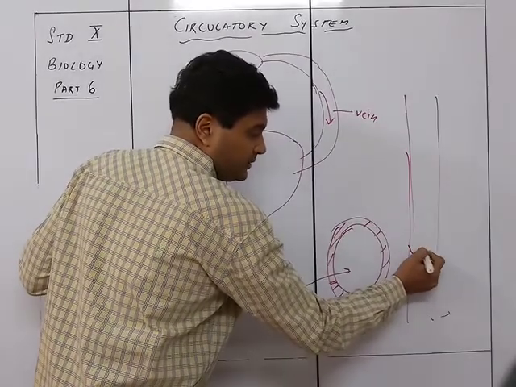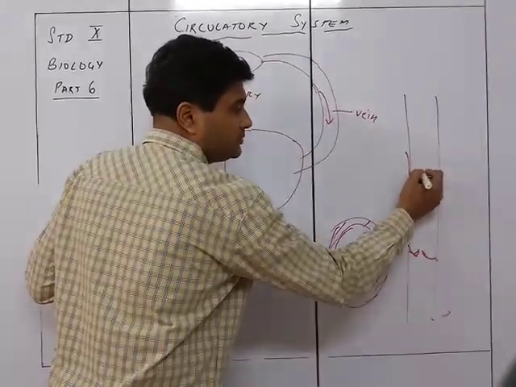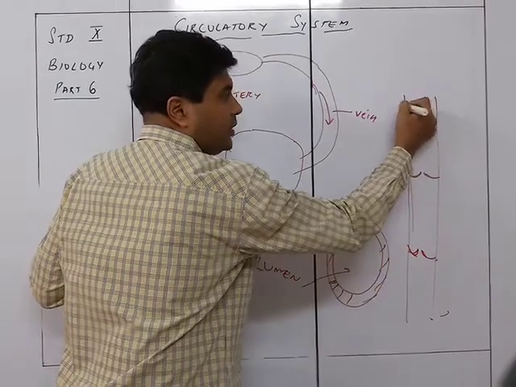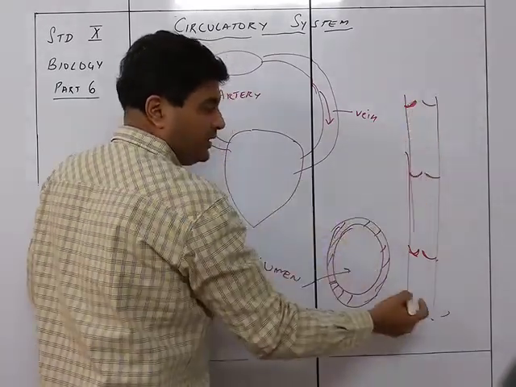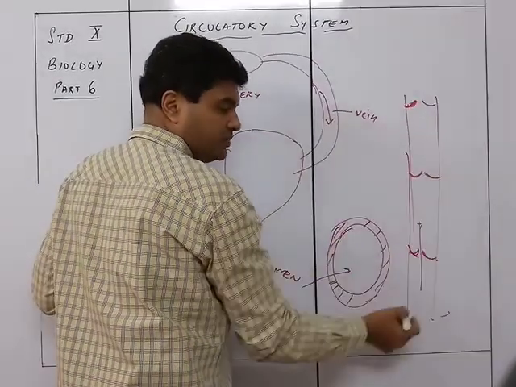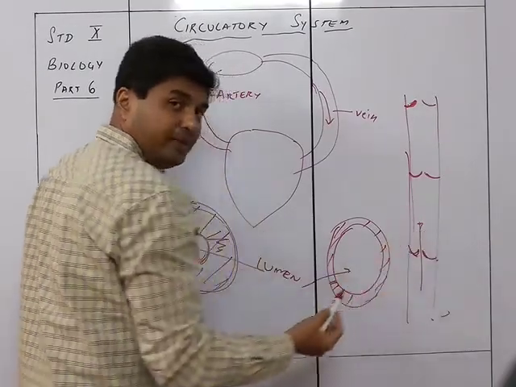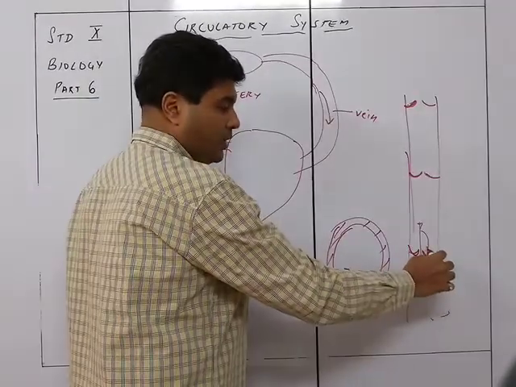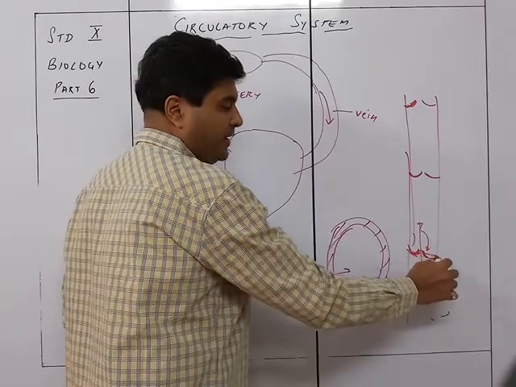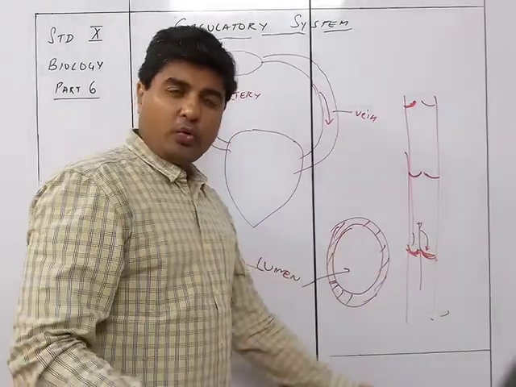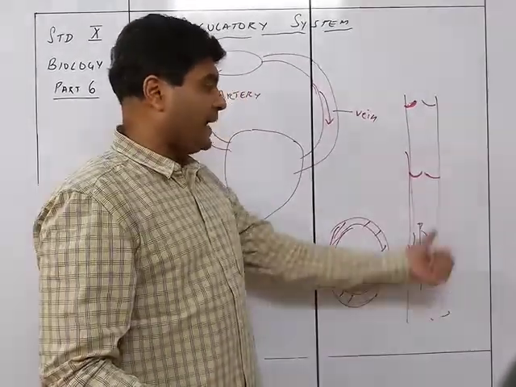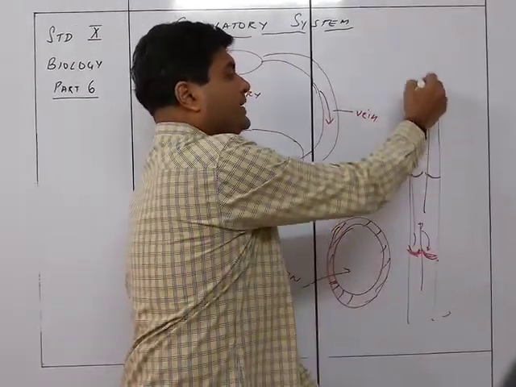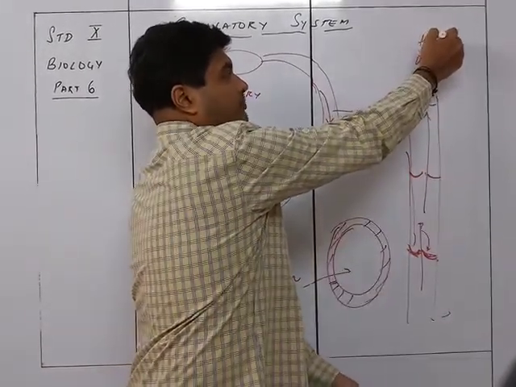ऐसे valves रहेंगे. इधर ऐसे valves रहेंगे. Why will there be valves over here? So that when the blood is flowing upwards, it allows it. But if the blood flow is not proper and it is trying to go down, at that time this will puff up and it will stop the blood from going in the opposite direction. So the blood will always be able to go in the direction towards the heart.